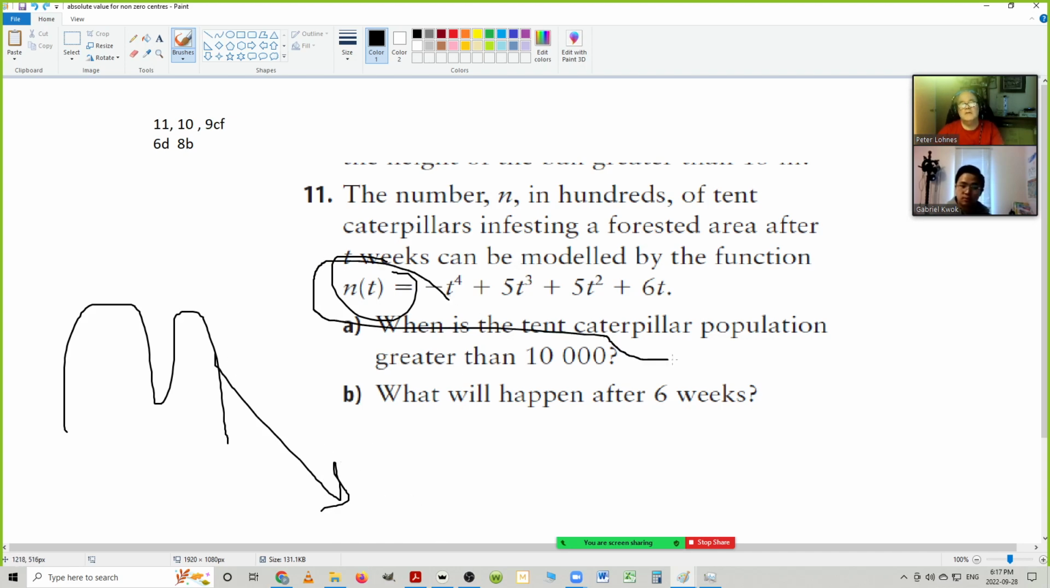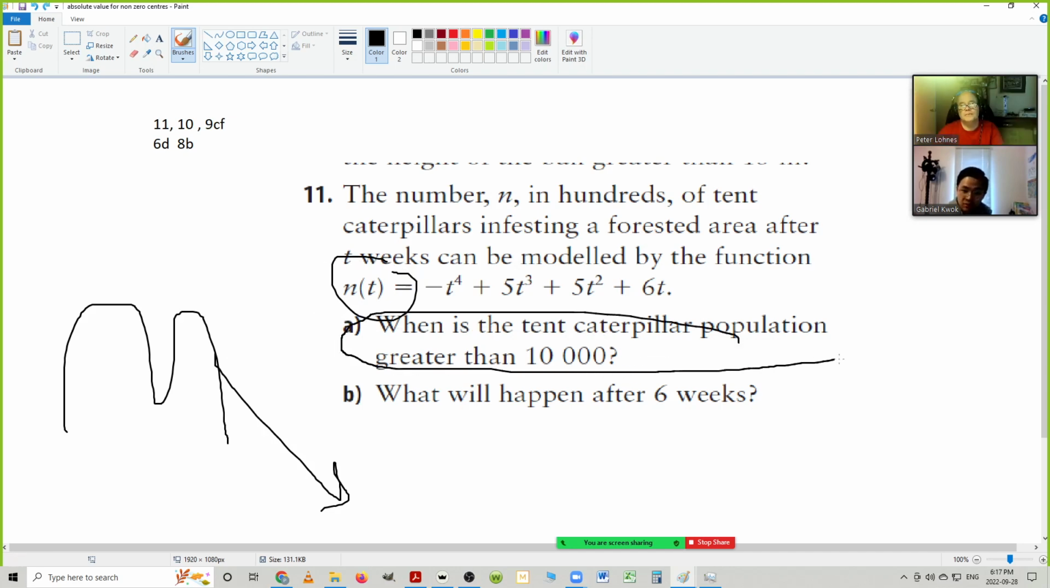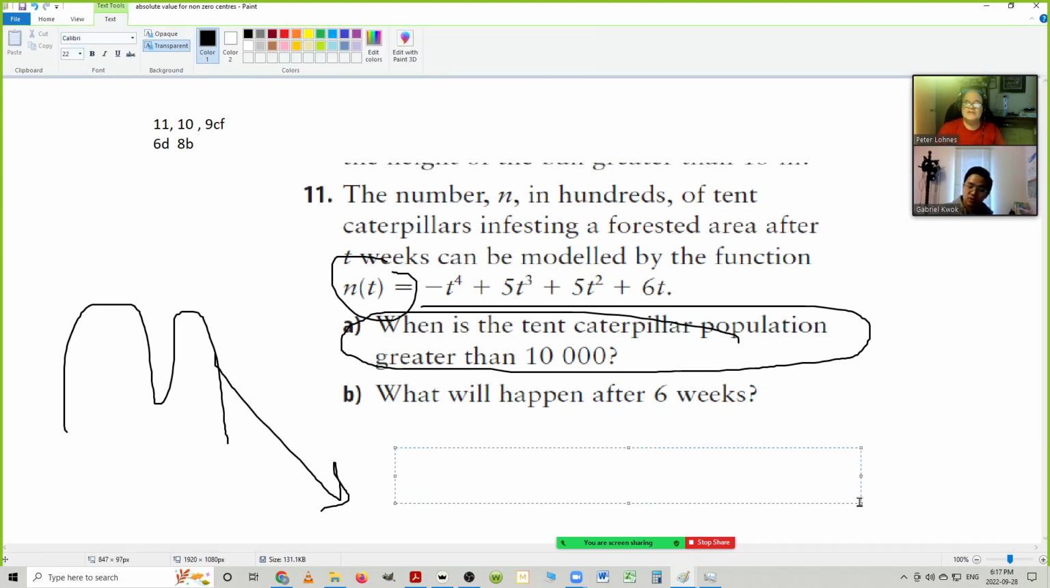So what's the first question? When is the tent caterpillar population greater than 10,000? How would I solve that? I set the 10,000 on the y side and then you set it to larger than. No, smaller than, there's actually one equation. A small step we missed that your teacher would take marks off, and it's in the first 5 words of the question. The number n in... oh, yes.